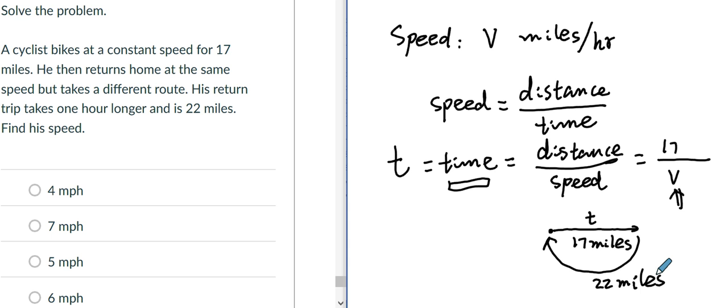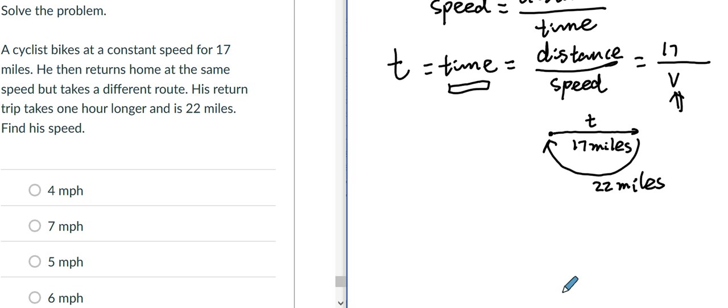Of course, it takes longer. How long? 1 hour longer. But we know the speed is the same. So 22 divided by v, we know this will be the time for coming back. Longer, right? Longer than what? Longer than the short route. Makes sense.